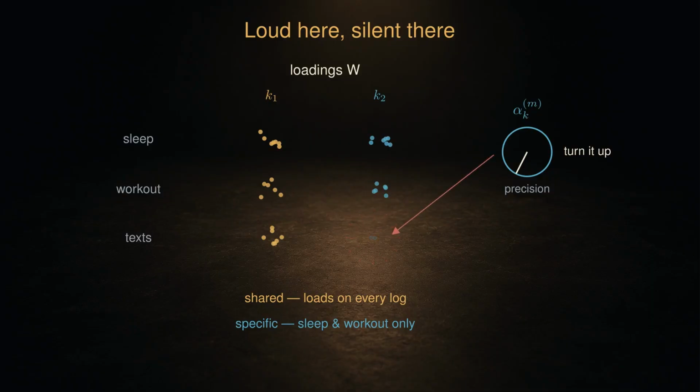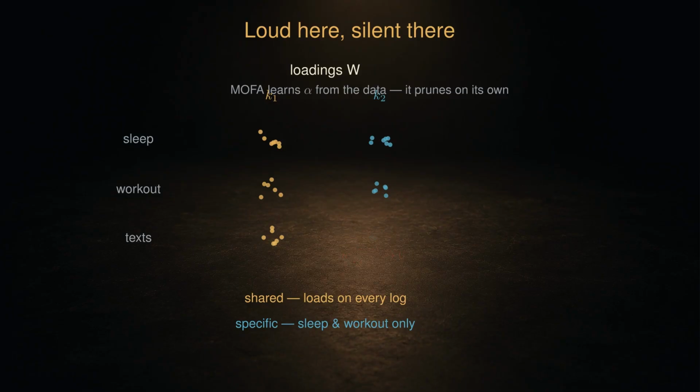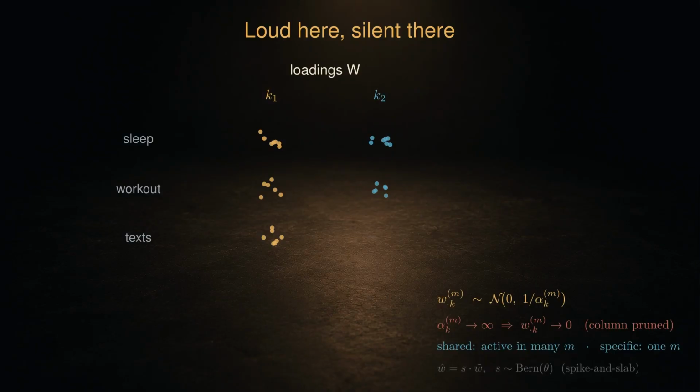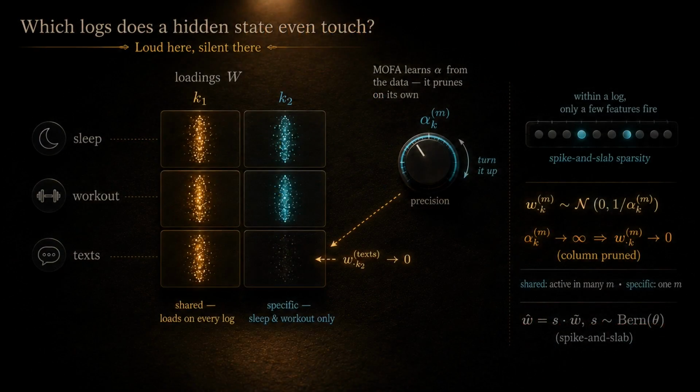The model keeps a dial for each state and log, parameter precision, written alpha, and turning that dial up shrinks the whole loading towards 0. Its own name for this is automatic relevance determination. As alpha for a view and factor goes to infinity, that loading column collapses to 0, the state is switched off in that log. The model learns those dials from the data. It prunes the connections that don't earn their place. So what survives is a clean split, some states shared across your whole week, some private to a single log.